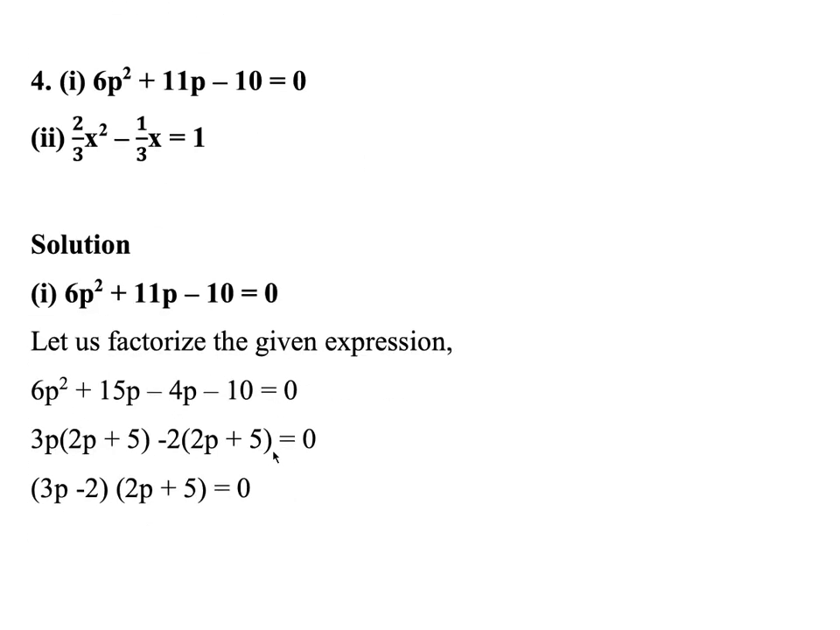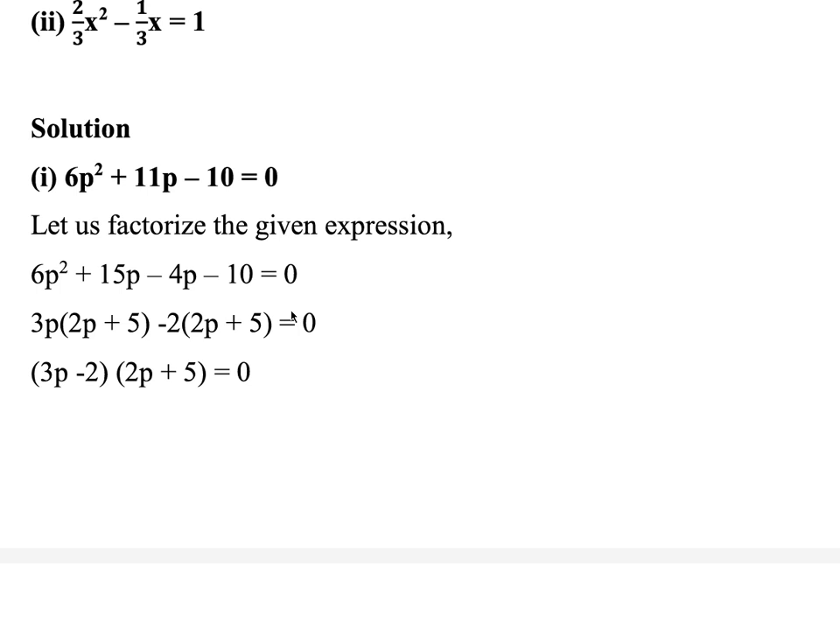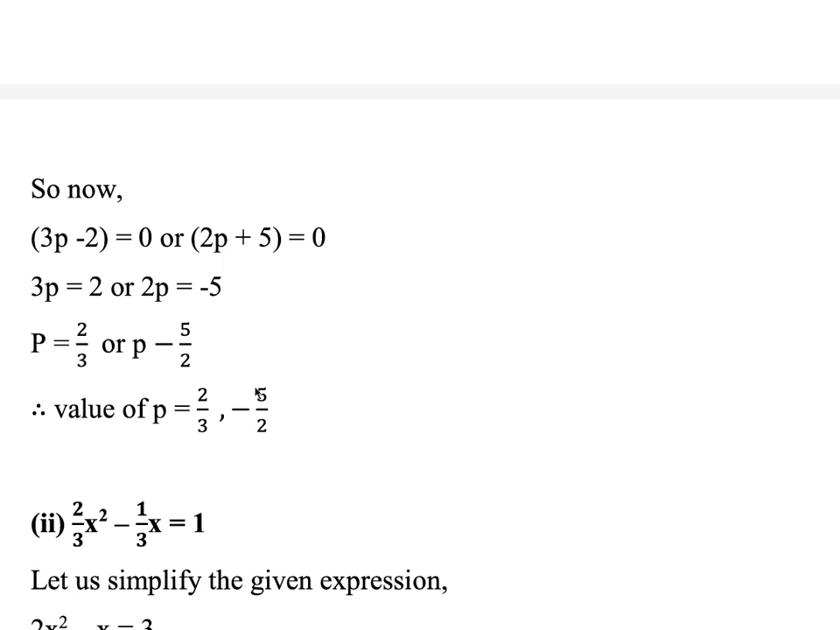Come to the next problem. 6p square plus 11p minus 10 is equal to 0. So that 11p, the breakup will be 15p minus 4p. You will get (3p minus 2)(2p plus 5) is equal to 0. So 3p minus 2 is equal to 0, so p will be equal to 2 by 3, or 2p plus 5 is equal to 0. So the value of p will be minus 5 by 2.